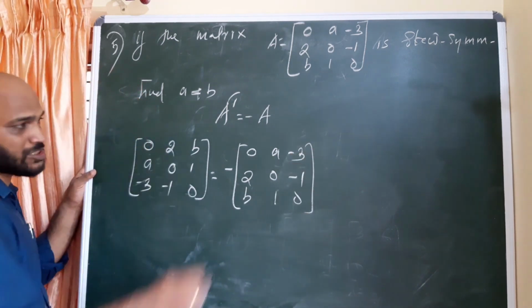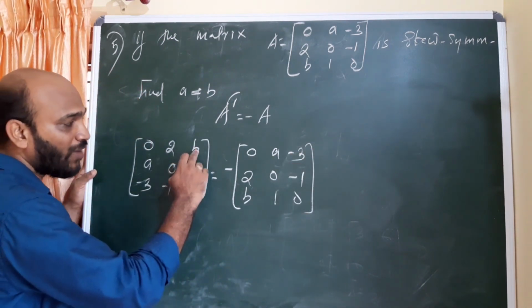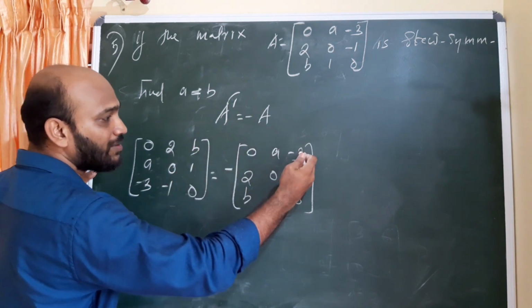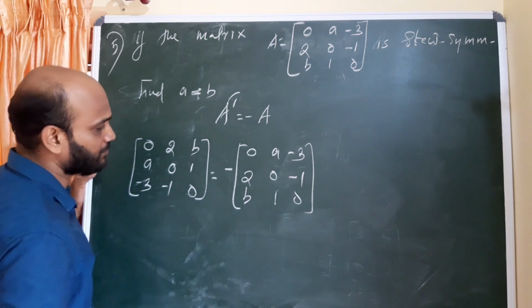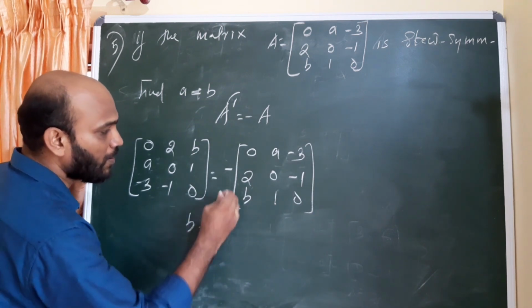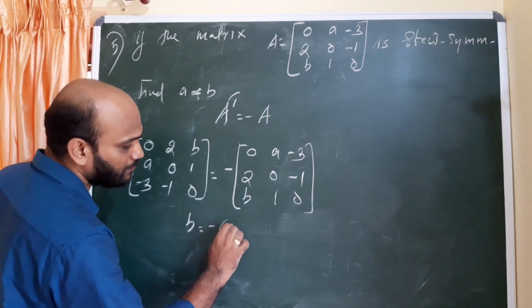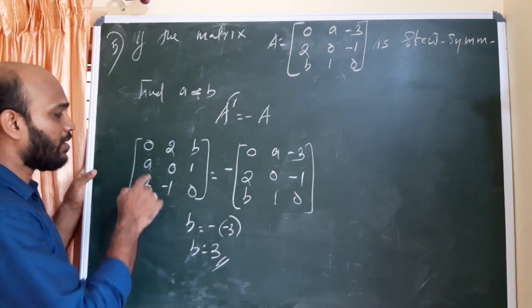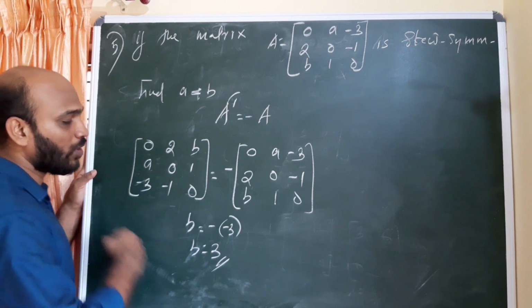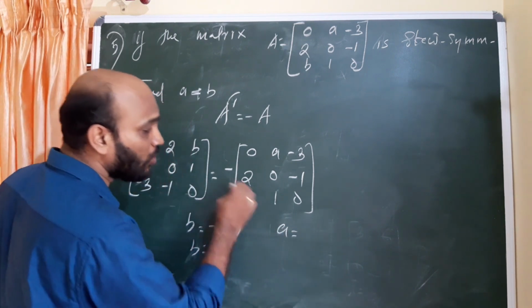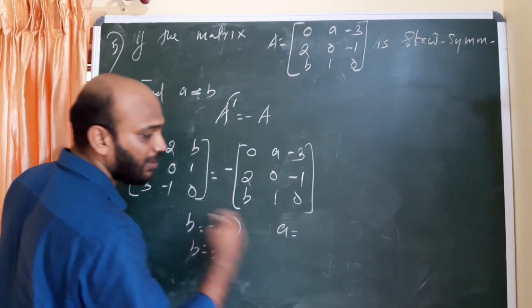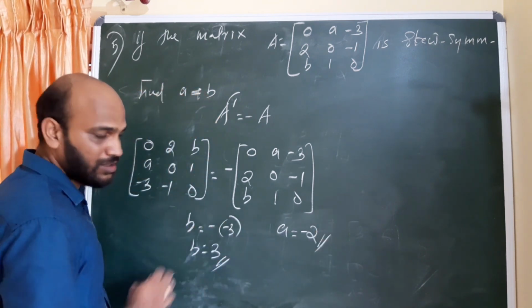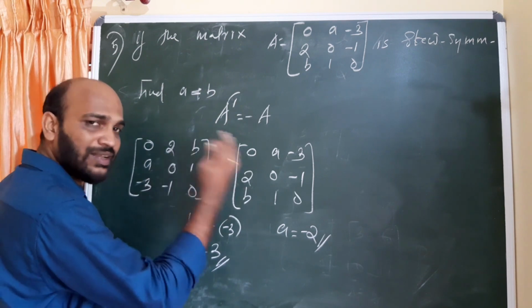Now you have to equate corresponding terms. A13 of left hand side should be equal to minus of A13 of right hand side. So b equal to minus of minus 3, right? So b equal to 3 will get. Now a is A21. So a equal to A21 of right hand side, that is minus 2. So b equal to 3 and a equal to minus 2. Just equate left hand side and right hand side.